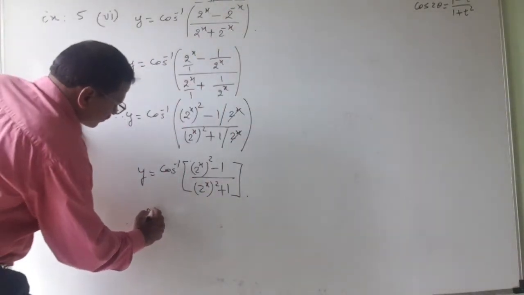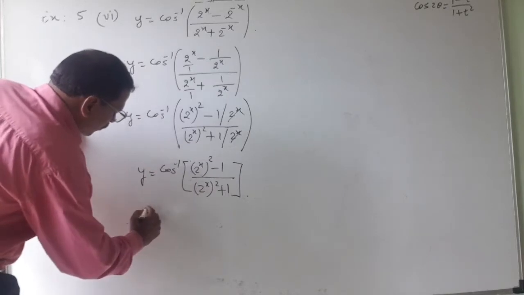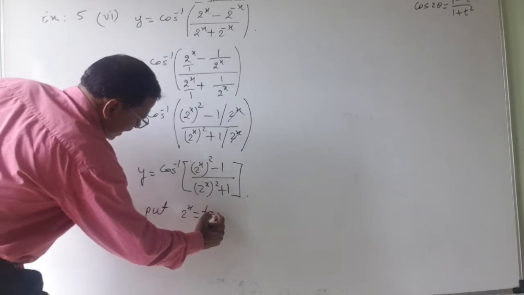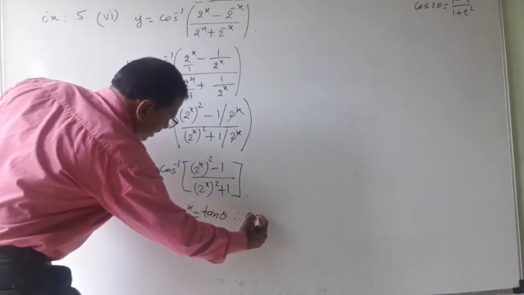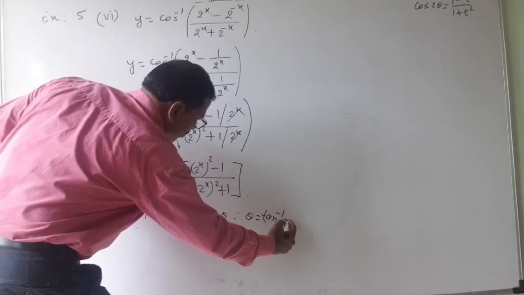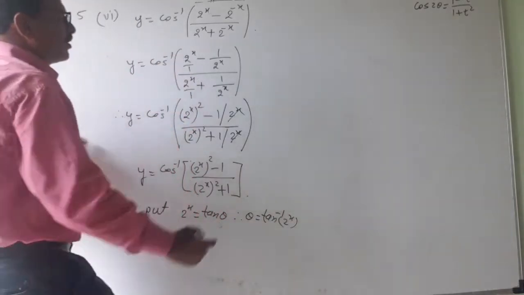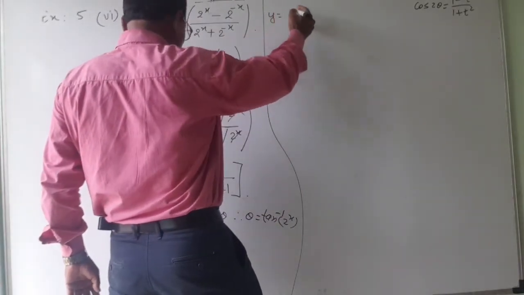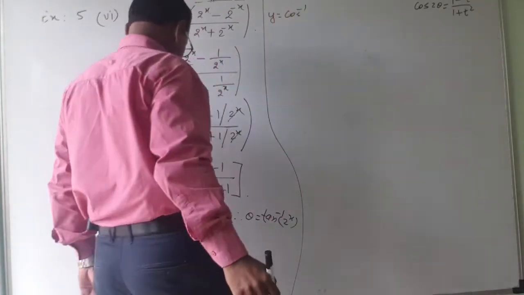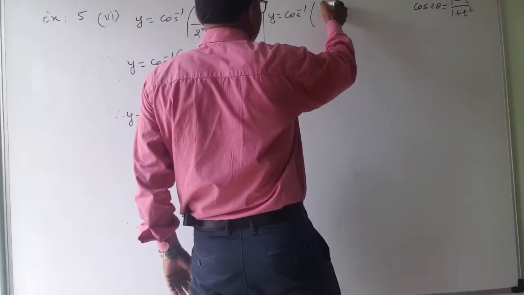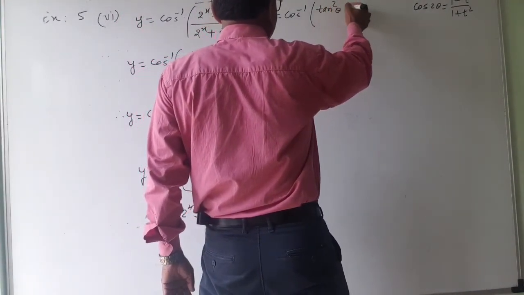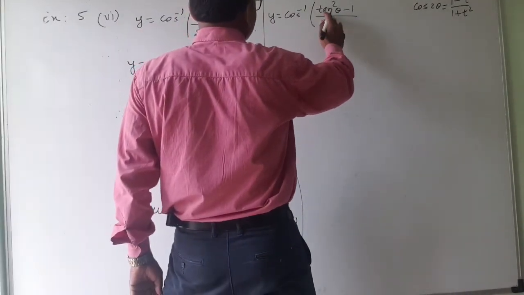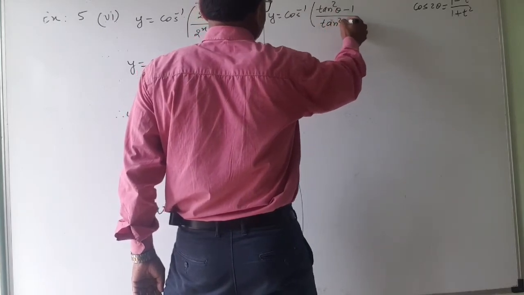Put 2 raised to x is equal to tan theta. Therefore, theta is equal to tan inverse of 2 raised to x. Okay. So, y is equal to cos inverse of, this is tan square theta minus 1 upon tan square theta plus 1.